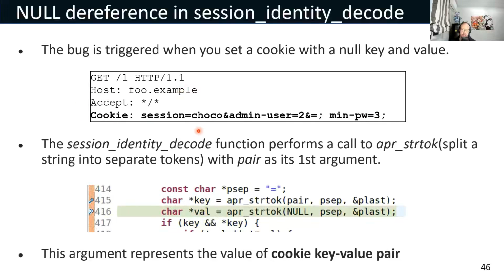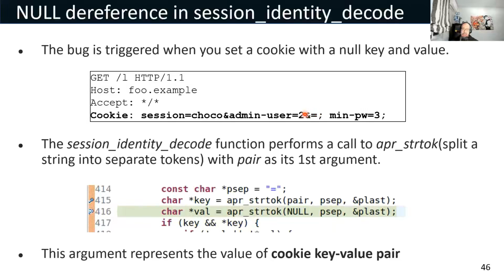In the first position of the cookie, we have the session key and the choco value. In the second position we have the admin user key and the number 2 as the value. But in the third position, we have an empty key and value pair. You can see it here. We only have the equal symbol, the assignment symbol.